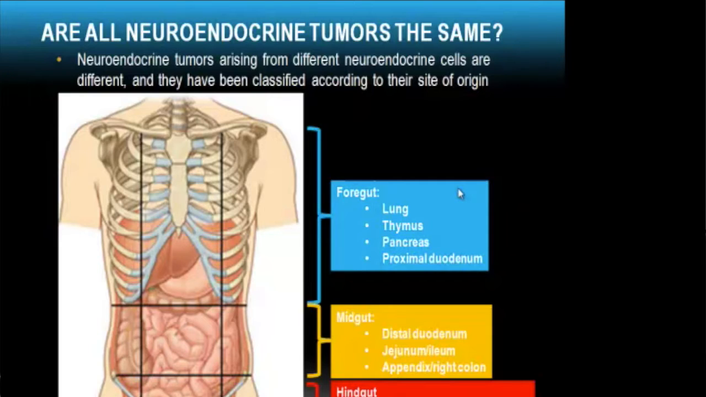And in the foregut, you can find the foregut neuroendocrine tumor in the lung and in the thymus. Thymus is a structure located behind the sternum. The pancreas and the proximal duodenum and the stomach. I think I missed stomach there. And the mid-gut neuroendocrine tumor can be found in the distal duodenum, the jejunum, ileum, and the appendix and the right colon. And the hind-gut neuroendocrine tumors include those arising in the rest of the colon and the rectum.